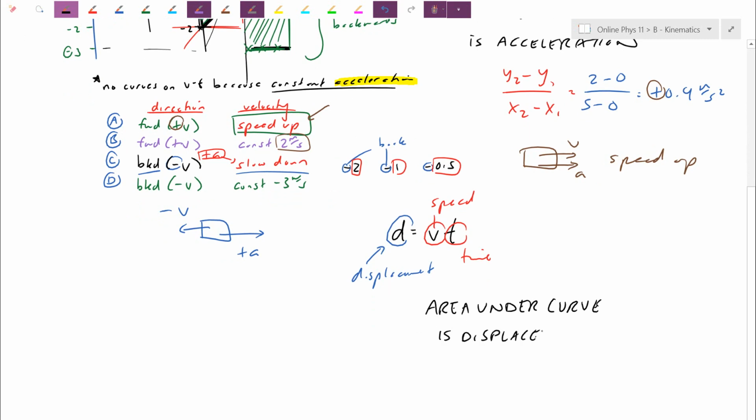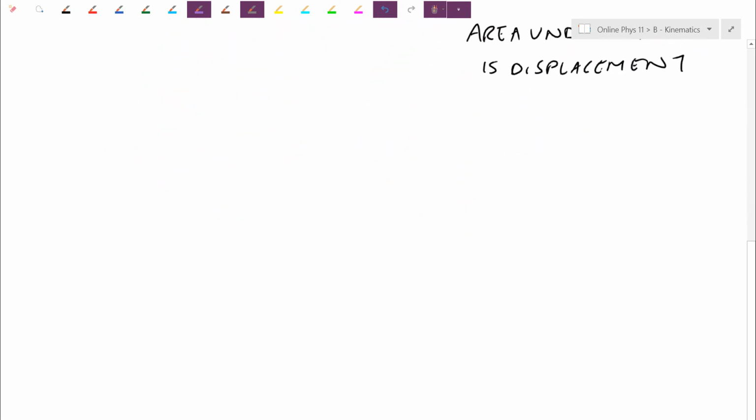Now you might start thinking here, how come we didn't do area under the curve for a position time graph? It doesn't give you anything of significance. It was only in this graph where that actually became significant. So let's work through a problem together here. Let's put numbers to this.